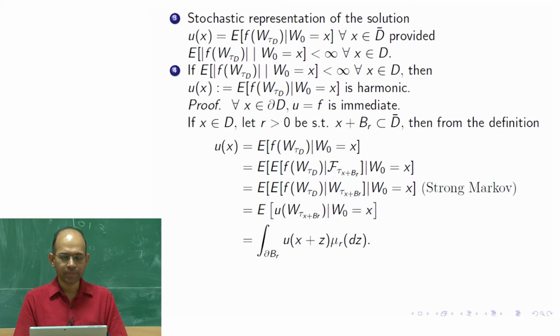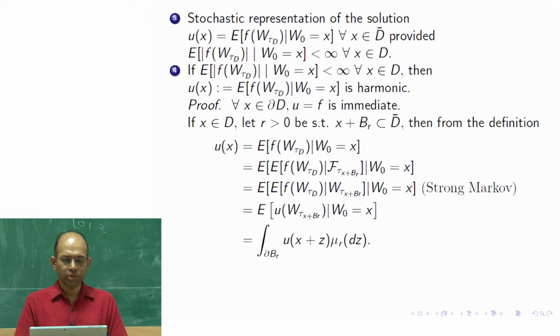So that is the same as u of W_τ_x + B_r. As you know, you get u(x) here, whatever the location of the Brownian motion at W_0 was, you get u(x) as the result of this conditional expectation. So we also get here that u is evaluated at W_τ_x + B_r. Now this conditional expectation of u(τ_x + B_r) given W_0 = x can be evaluated using integration, using the distribution of Brownian motion.